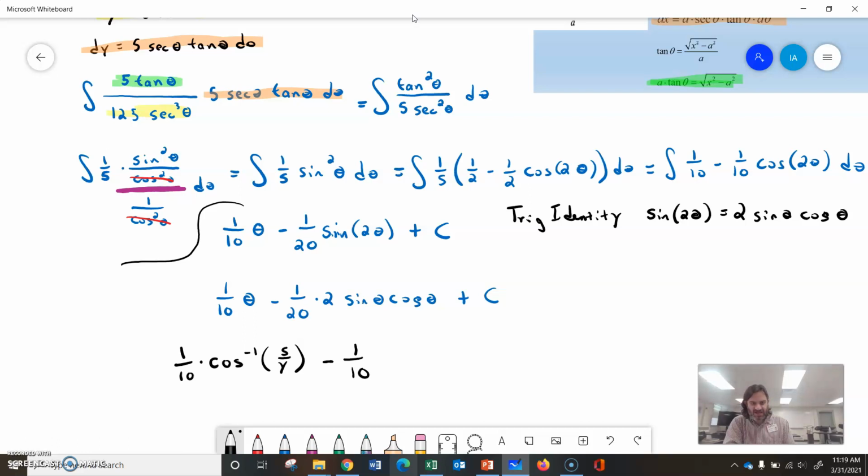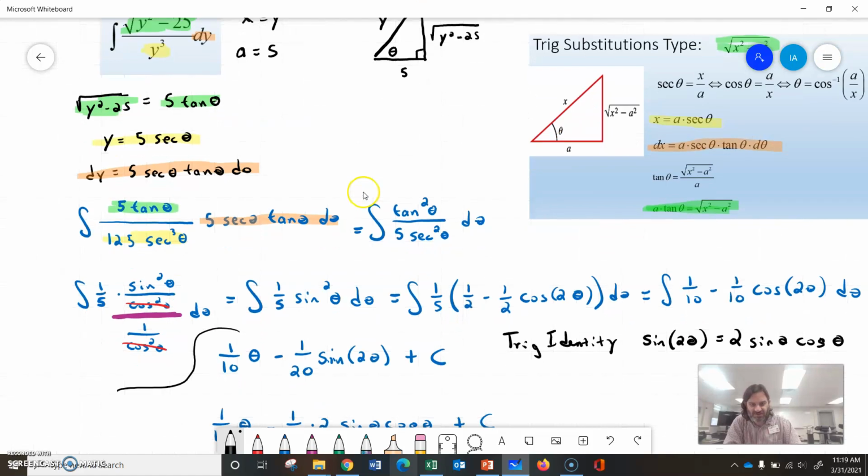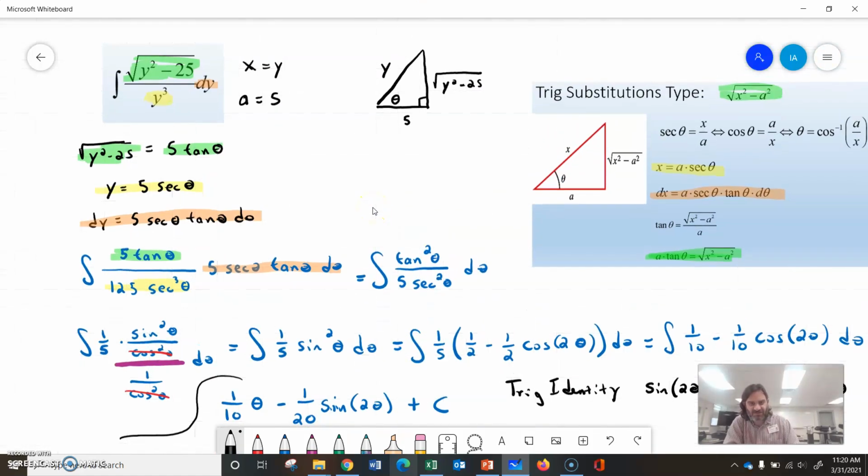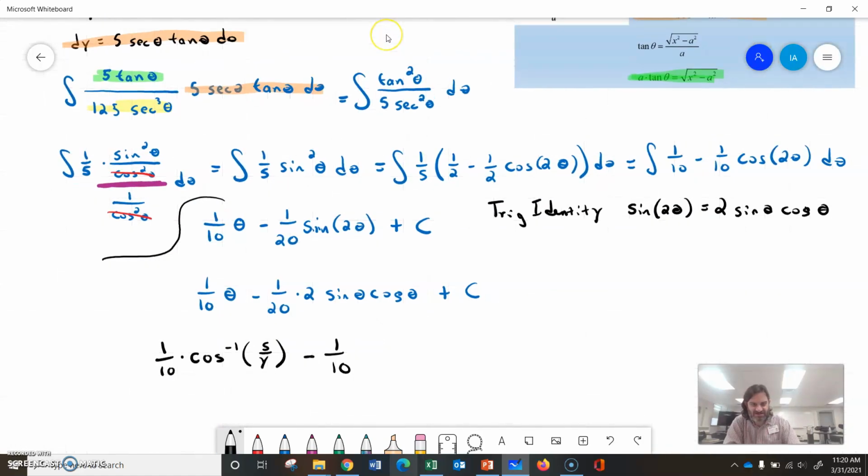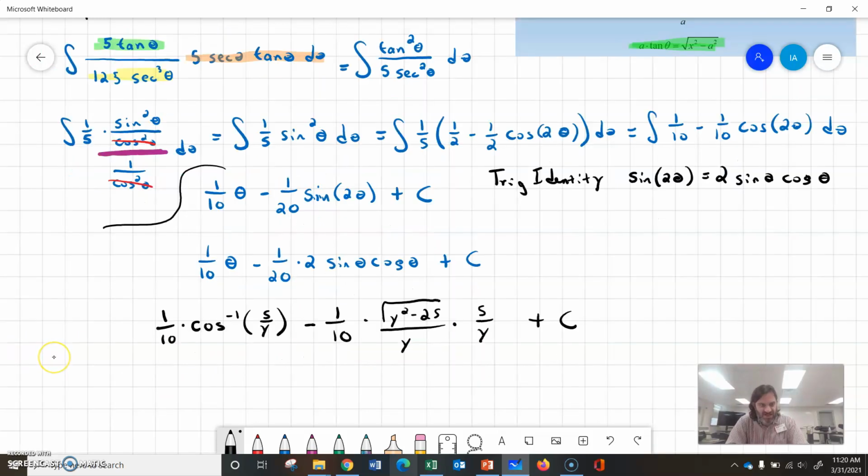Then minus 1 over 20 times 2, so that's basically minus 1/10. And then sine, if I go back up here, sine would be my opposite over hypotenuse. So it's my square root of y squared minus 25 over y. And that's times cosine. Well, cosine was 5 over y. And then plus c. So we've got this thing back in terms of y. We are done. We have integrated it.